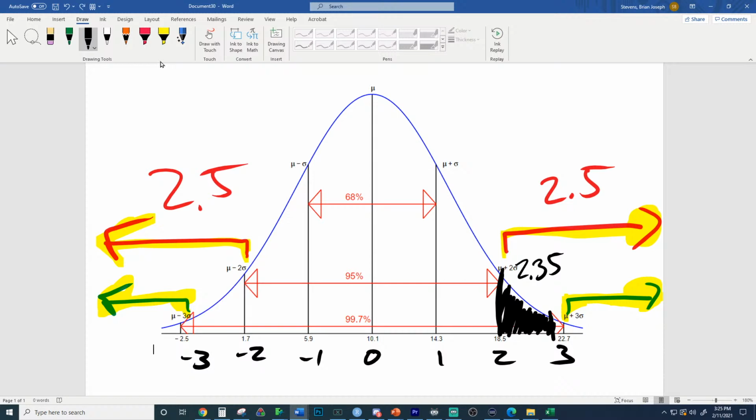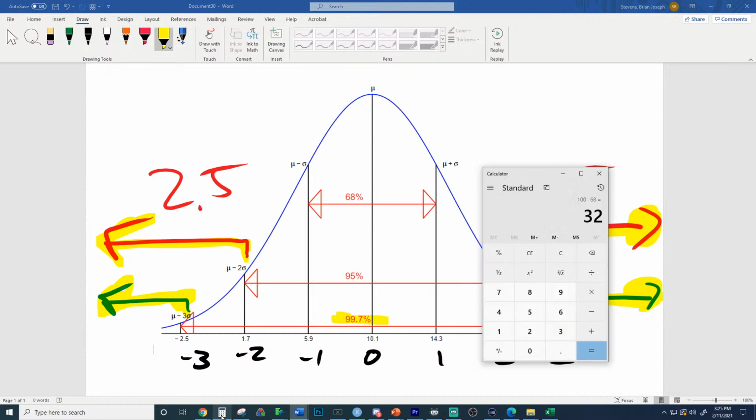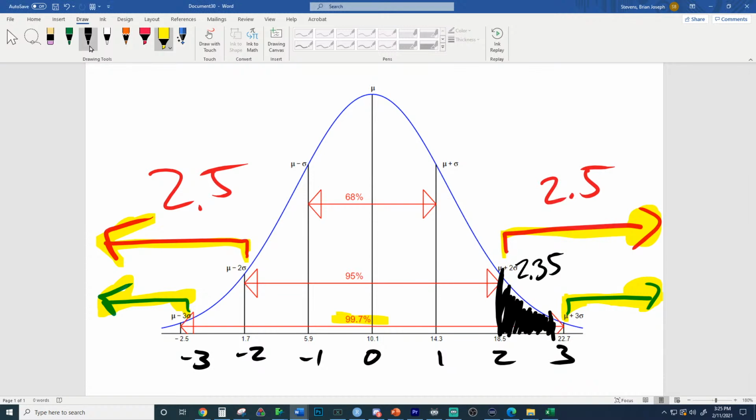Exactly. 0.3. And the reason we're getting that is we're just subtracting this from 100. So we take 100 minus 99.7, and it's 0.3. We're doing it as percentages right now, so we're going to put 0.15 because that's half of it.